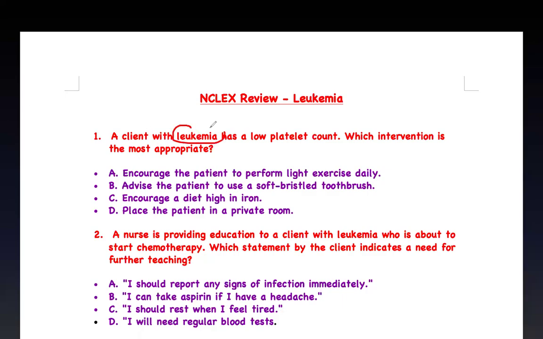A client with leukemia who has what? Low platelet. Which intervention is the most appropriate? Low platelet, bleeding. Pick an answer choice that is related to bleeding. This is how you answer the question. Don't even think too much. Encourage the patient to perform light exercise. It's not going to lead to bleeding. Advise the client to use soft what? Bristle toothbrush. Yes, so that your mouth doesn't bleed.